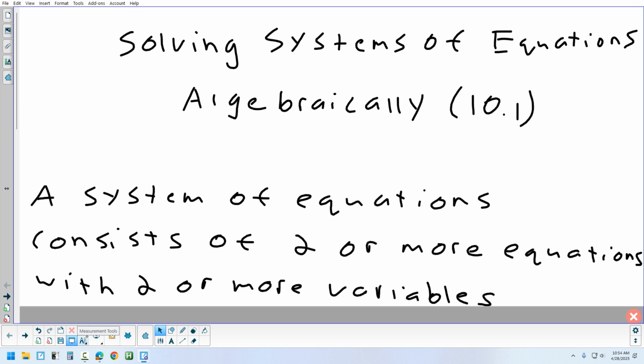Just a reminder of what a system is. System just means you're solving for more than 1 variable. So it's equations that have more than 1 letter. Systems can have as many letters as you want. You could have an equation with 5 variables in it. We don't do any with that many, but we will do 2 variable and 3 variable.